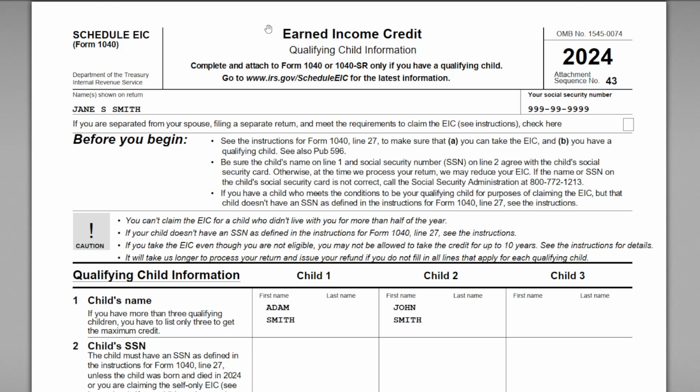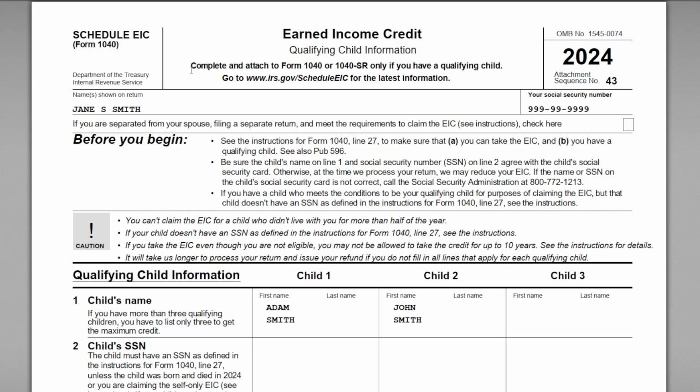Now, you can claim the EIC even if you don't have kids. There's different rules, there's different income thresholds. If you claim it without children, that's fine. You still do all the calculations, but you don't have to include the Schedule EIC.